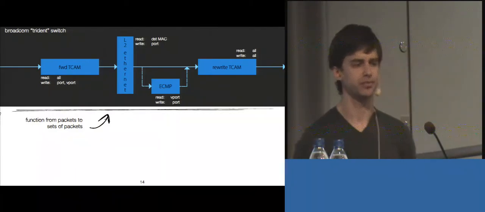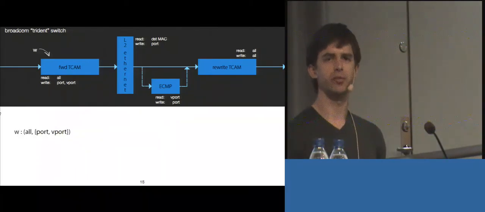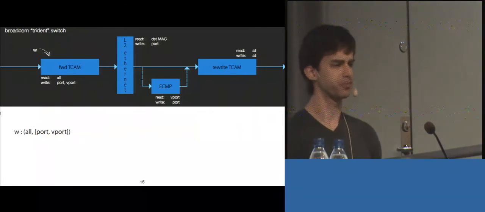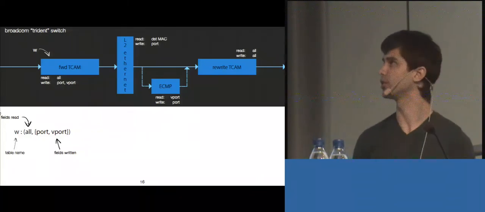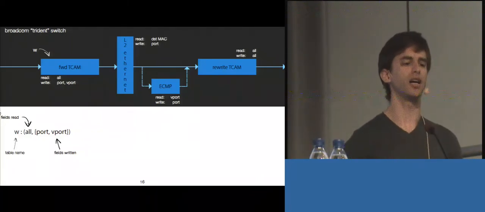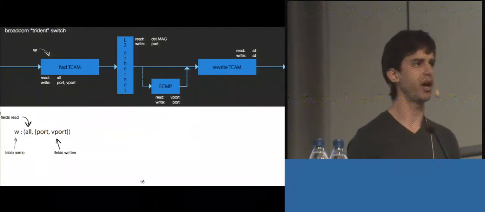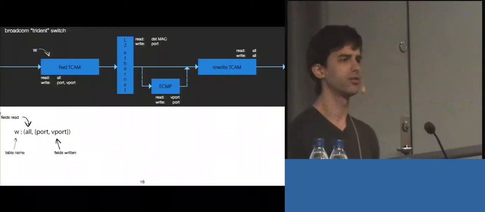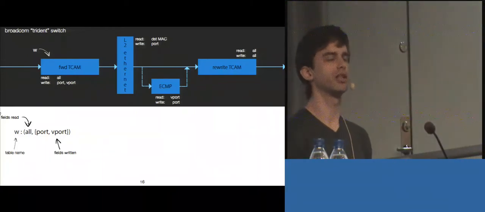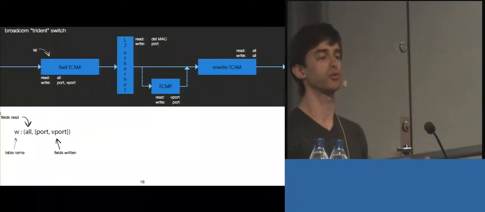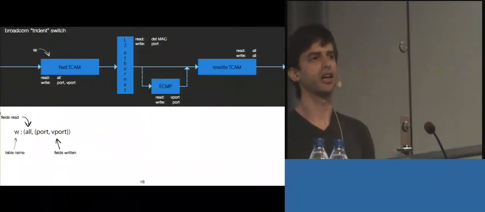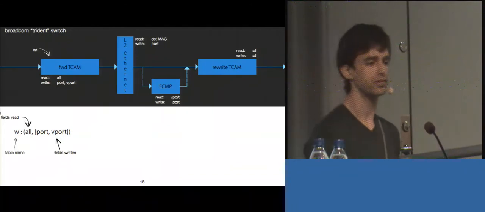So the first element of our language is a way to describe tables. There are 3 pieces here. The first is a table variable name, so we'll call the first table W. And the second is a type annotation, which is a pair of sets of fields. The first set of fields are the fields that policies installed later into this table are able to read. The second set is the set of fields able to write.